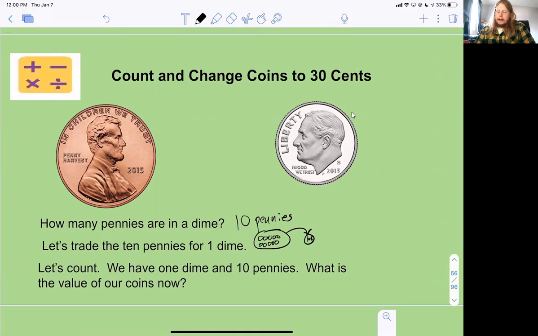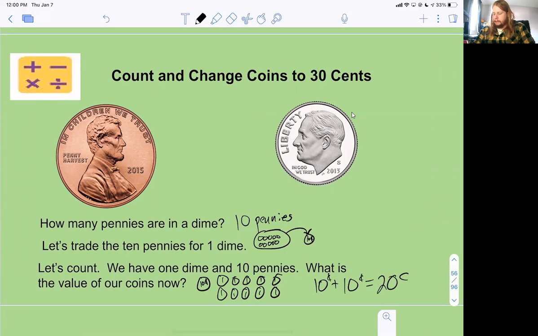Now, if we have 1 dime and 10 pennies, what is the value of our coins now? Well, a dime's worth 10 cents, so we have 10. And 10 pennies are worth 10 cents as well. So 10 cents plus 10 cents equals 20 cents. That can also be written as 2 dimes or 5 nickels or 20 pennies.